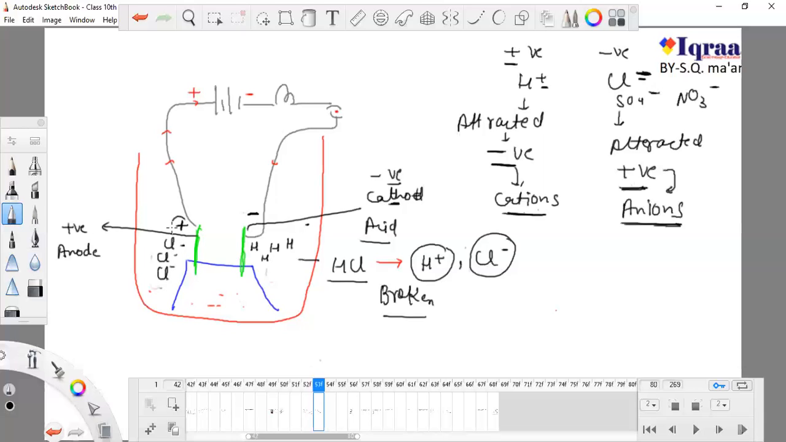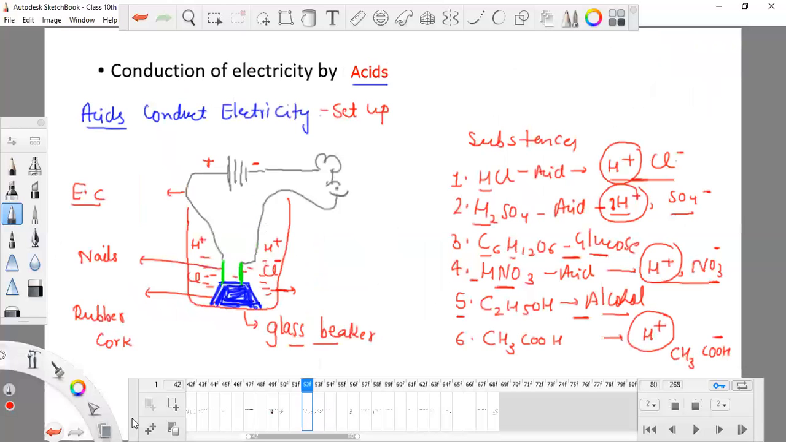So they will get attracted to the positive pole and negative pole. By the movement of ions, there will be conduction of electricity, and this bulb will glow, or it will illuminate. But this happens only when we are using acids. This will happen only when we are using acids.